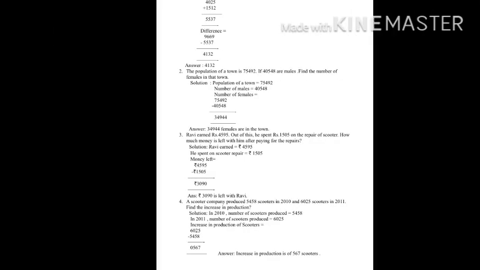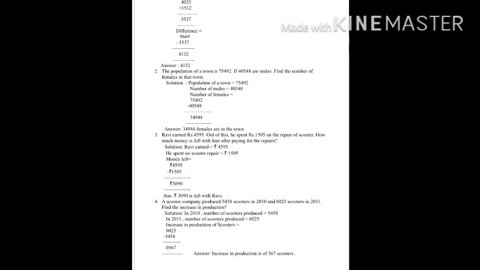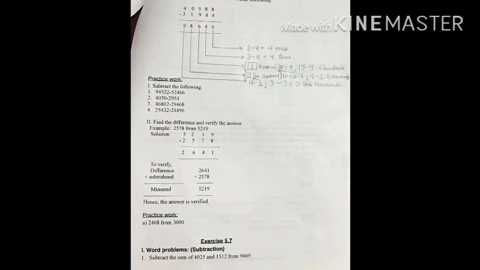Now moving ahead, students, there are some word problems related to subtraction here. The first word problem, I think it has gone on the other page. Yes, first word problem. I'm reading here: subtract the sum of 4,025 and 1,512 from 9,669. Alright, so what do you have to do? First you have to add these two numbers, and whatever is the answer, you have to subtract from this number. So first you have to understand the word problem before doing it.